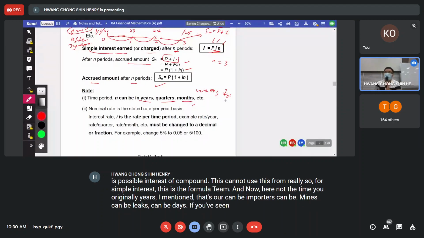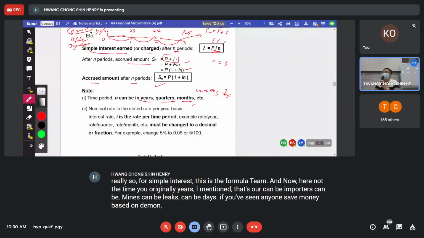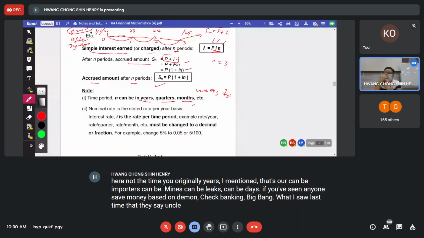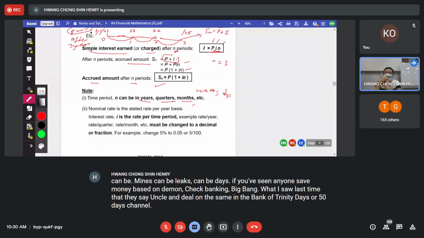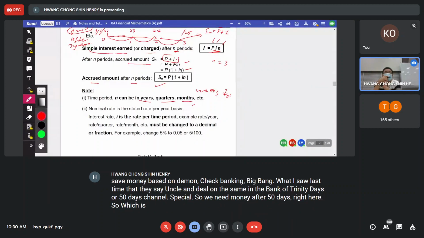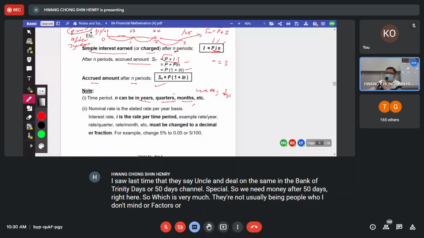Have you seen anyone save money based on day one? Last time in the bank I saw uncles and aunties say they put money for 20 days, for 50 days, can, or a special one. But I'm not sure now whether can or not. So maybe the old uncle, auntie, they want the money after 50 days, right? They take it out then send money to the children to study and so on. Which is very troublesome now. But usually the bank gives for months or quarters or yearly ones.